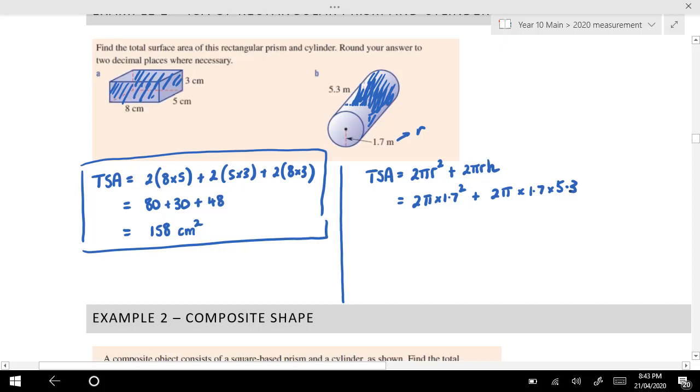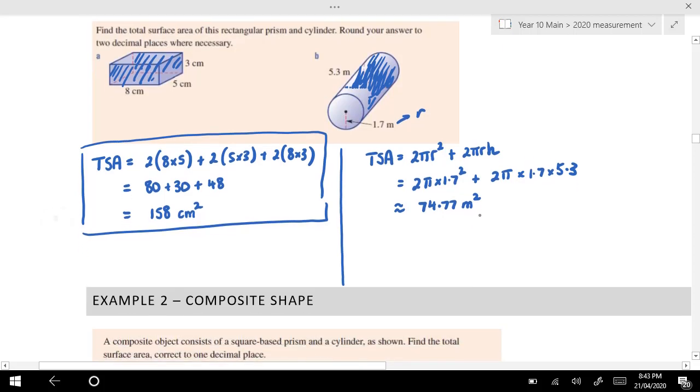Now I'll have to do this in the calculator as well. It's asking us to do it to 2 decimal places when necessary. So of course that's going to be an estimate, so I need to do this one. Put that in the calculator, and you get 74.77 metres squared.